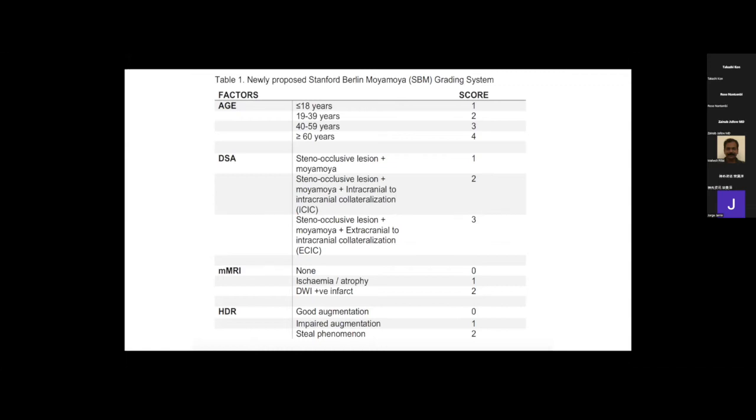Yeah, that's true. But with the steal phenomenon, because you never studied it, we only have some SPECT or perfusion, CT perfusion, MR perfusion, and the SPECT. So we couldn't measure the steal phenomenon. That's right. Okay, that's a problem. So actually, you know, this grading system is not very practical in China, you know.